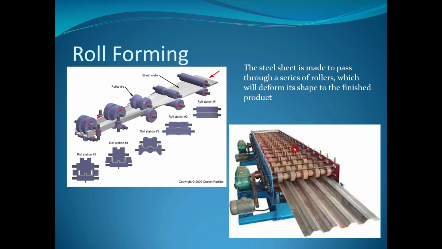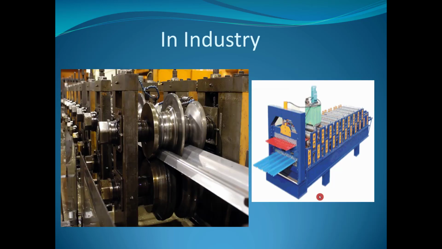This shows a real picture of roll forming. This is actually the roof sheets which we use even for houses and shops. This is a real picture from the industry of how the roll forming of cold formed steel shapes is done.